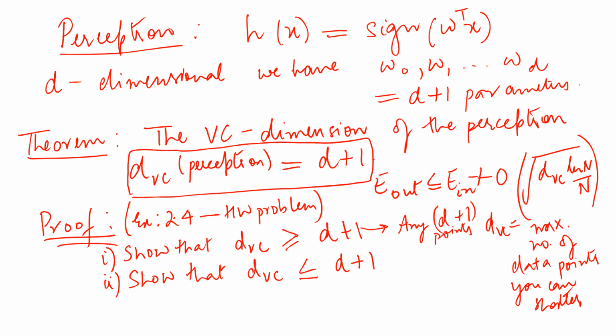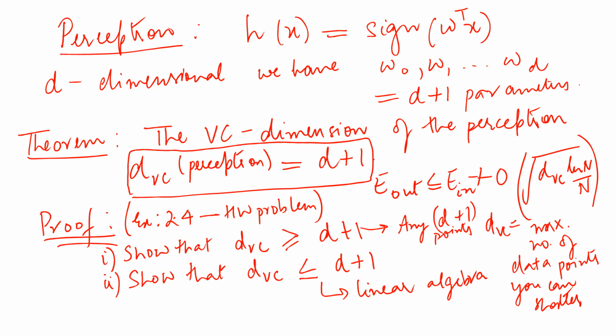The second part is slightly tricky. Here, you're trying to show that the VC dimension is less than or equal to d plus 1. So what exactly am I trying to show? What happens if I have d plus 2 points? If you're able to show that every set of d plus 2 points cannot be shattered, no matter how you arrange those points, I think that is enough. A lot of linear algebra might go into proving that, and the book provides some hints on how to do that.